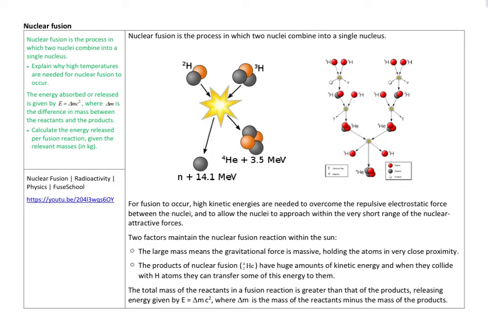Probably the most common example, a couple of common ones, is helium-2, which we call deuterium, helium with 1 proton, 1 neutron, and tritium, helium with 1 proton and 3 neutrons, can combine to form helium-4 and also release a neutron. Both of these get released with large amounts of energy, millions of electron volts. I briefly talked about that in the previous video.